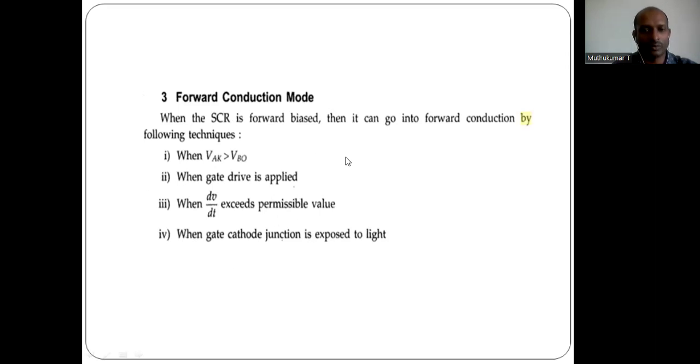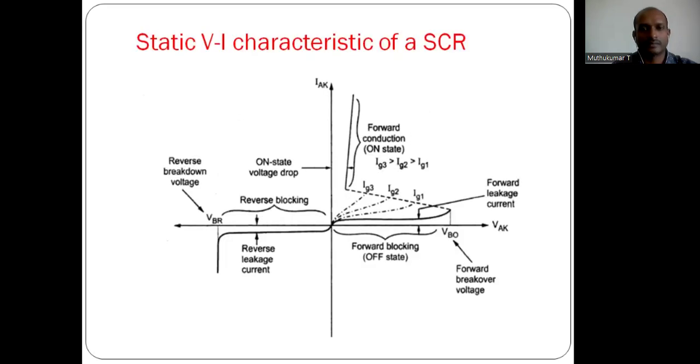VAK greater than VBO, gate signal applied, dV/dt exceeding the permissible value, and the gate-cathode junction exposed to light. So these are the VI characteristics of SCR. This diagram shows the relationship between the voltage and the current. On the x-axis we are taking the anode-cathode voltage, that is VAK, and on the y-axis the anode-cathode current. So this is the voltage-current characteristics curve, that is called the VI characteristics curve.